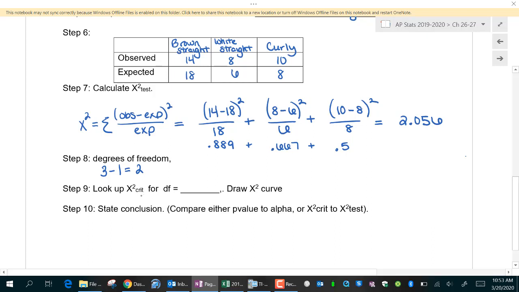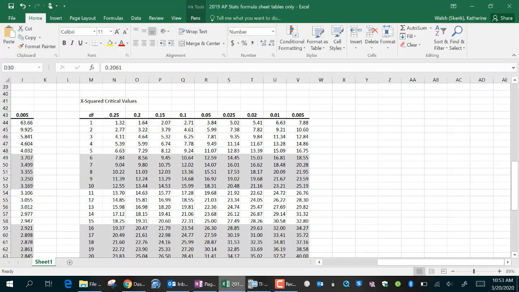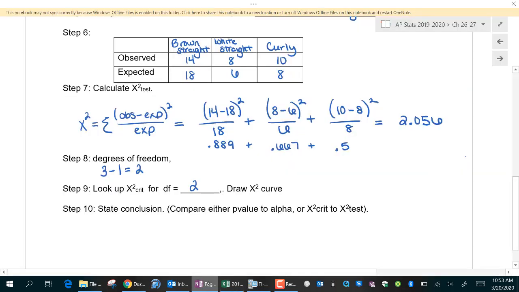So I want to look up the chi-squared critical value for 2 degrees of freedom. If I go to my pink sheet on the very back page, you should see this table. Kind of like we did for the student T table for means, I'm going to look for a tail probability at the very top. So I find 0.1 for 10% significance level, and then 2 degrees of freedom. My critical value in this case is 4.61. So chi-squared crit with 2 degrees of freedom is 4.61.